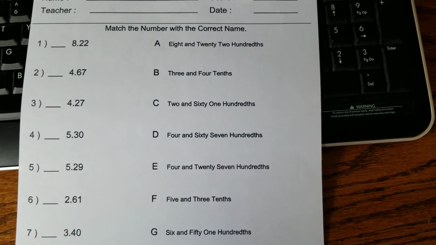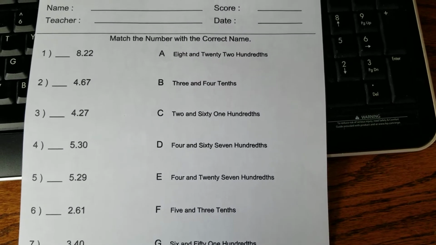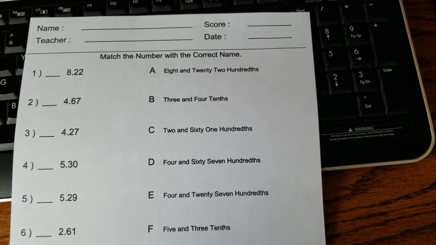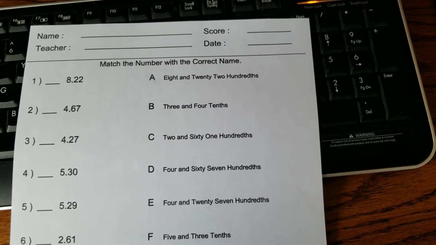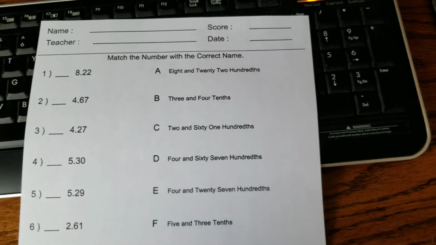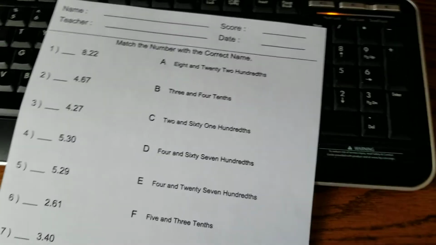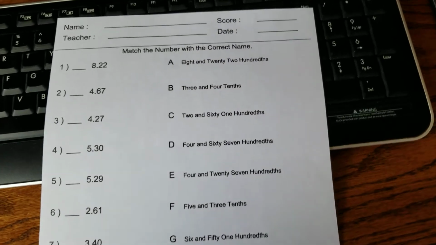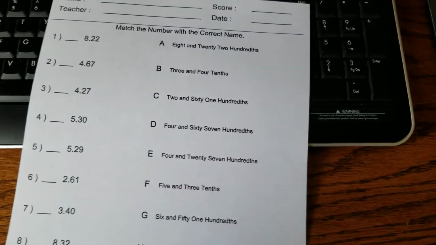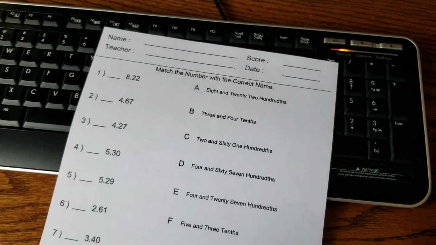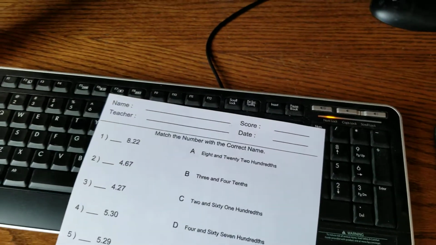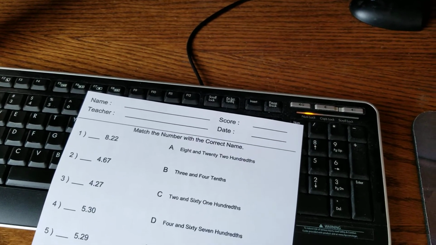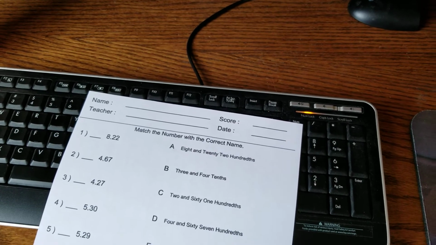If we look at number 2, it says 4.67, which is the same as saying 4 and 67 hundredths. Remember what I told you about decimals. If it's a hundredths number, it is two places after the decimal point. If it is a tenths number, it is only one place after the decimal point. That's important to remember.